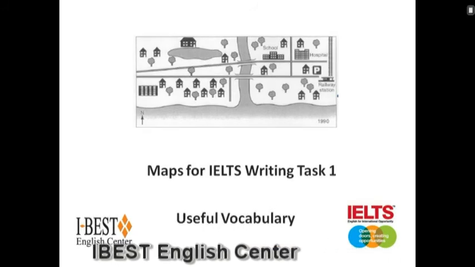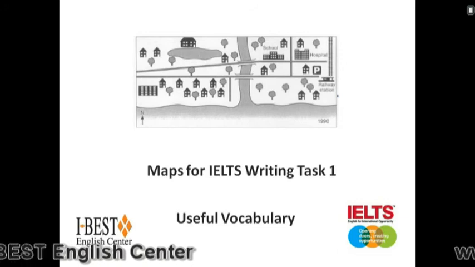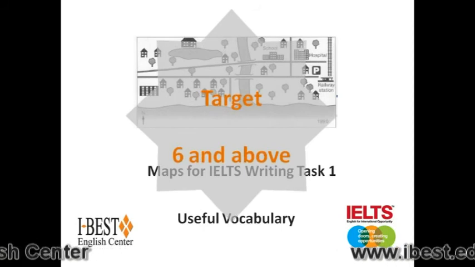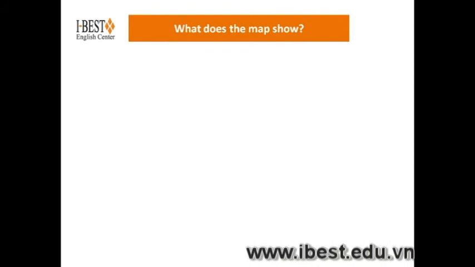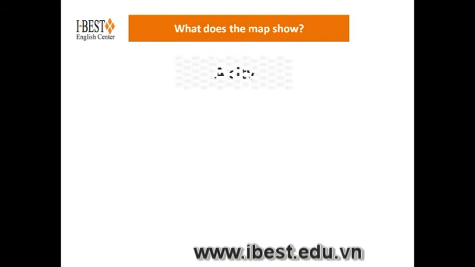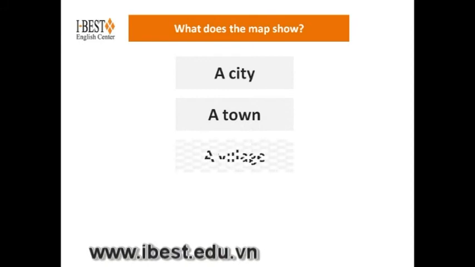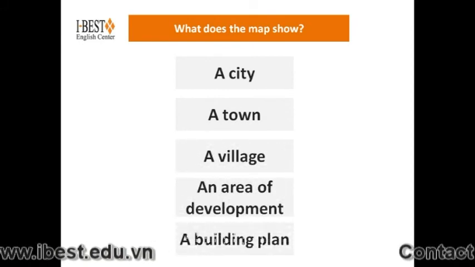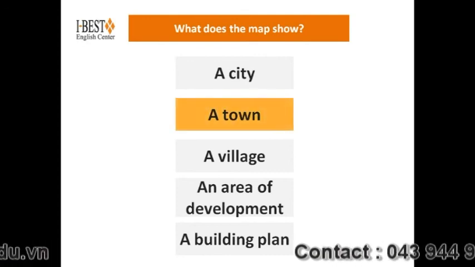Today we're going to look at useful vocabulary for maps in IELTS Writing Task 1. This lesson is for students aiming for a band score 6 and above. In Task 1 for maps, it's possible to get different types of maps. There are maps showing a city, a town, a village, an area of development, or even a building plan. Today we're going to look at maps of towns.